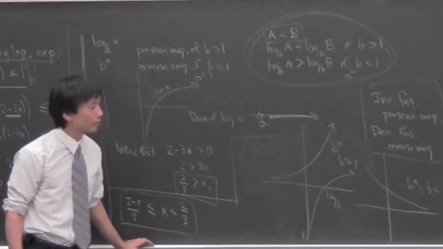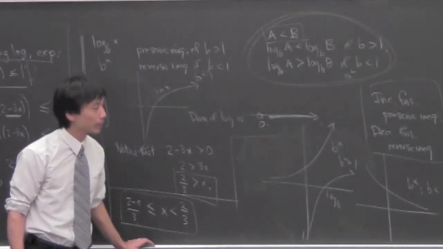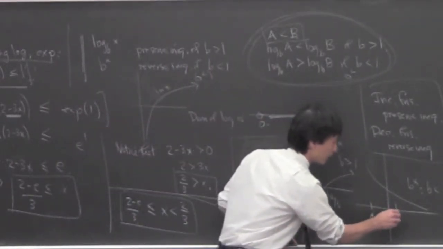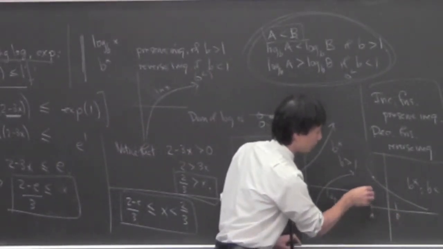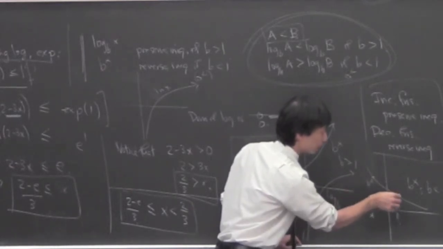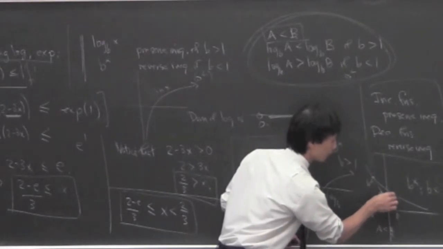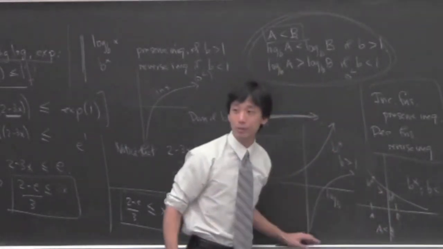Wouldn't the one you drew down there be reversed? That's right. That will reverse it. So if I have a less than b, then b to the a will be bigger than b to the b. Even though a is less than b, b to the a is bigger than b to the b. The inequality gets reversed.